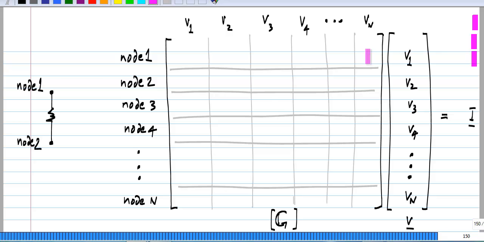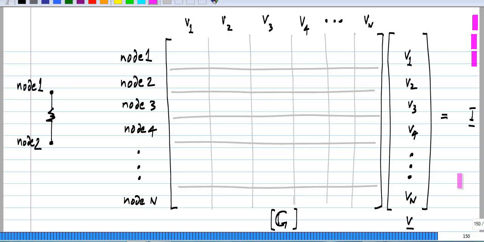The first row corresponds to Kirchhoff's current law at node 1, the second one to Kirchhoff's current law at node 2, and so on, up to node n. There are a total of n plus 1 nodes in the circuit. Excluding the reference node, we will have n nodes. And I've also shown these columns, and you know that the entries in the first column multiply V1, the entries in the second column multiply V2, and so on. So I've shown V1, V2, V3, V4 on top just for easy readability.